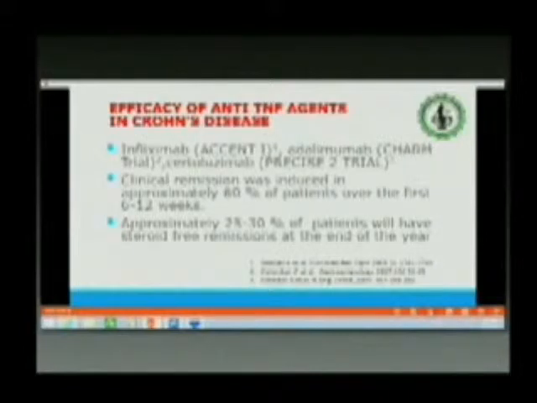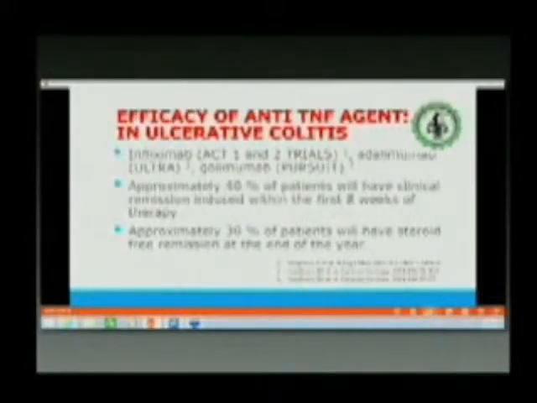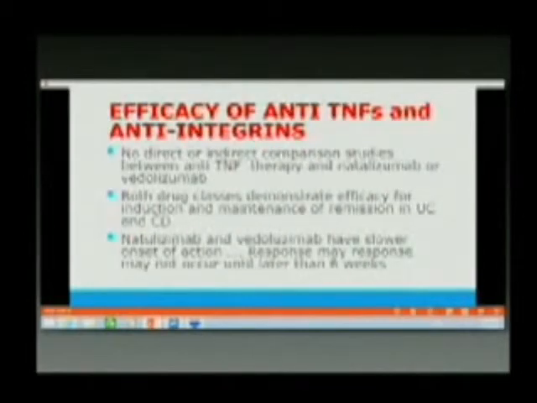Okay. Now, when we look at the efficacy of anti-TNF agents in ulcerative colitis, again, in the ACT 1 and 2 trials using infliximab, the ULTRA studies using adalimumab, and the PURSUIT studies using golimumab, approximately 40% of the patients will have clinical remission induced within the first 8 weeks, but only 30% of these patients will have steroid-free remission at the end of the year. Okay. How about for vedolizumab?